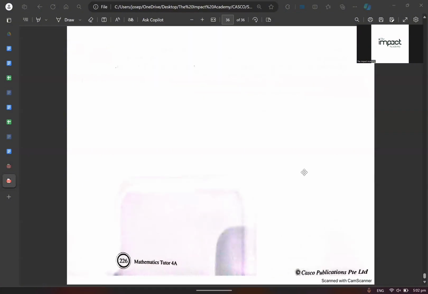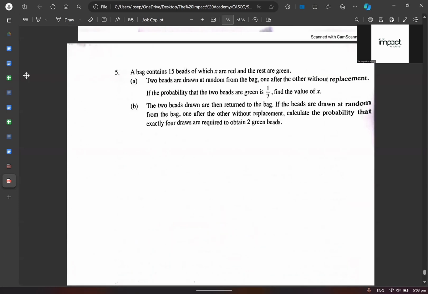Now, let's talk about the last question. This is page 226. If you can turn to page 226. The last question, question number 5. First thing first, the question says a bag contains 15 buttons. 15 is my whole, am I making sense? Of which x are red. So we are going to say that red is equal to x.